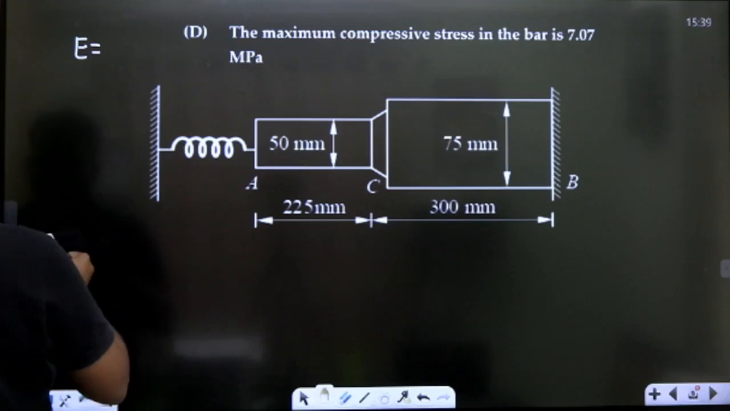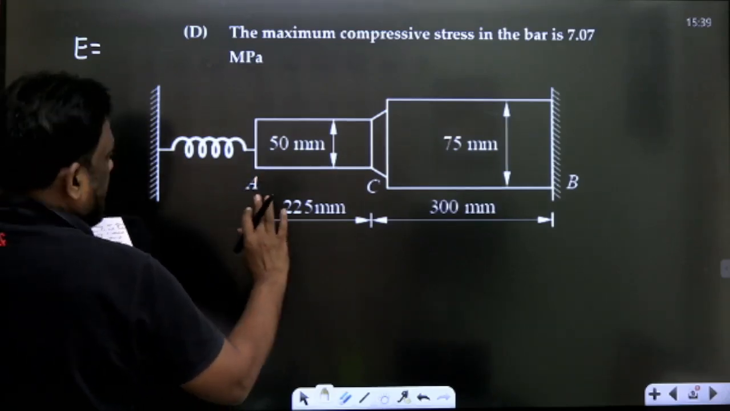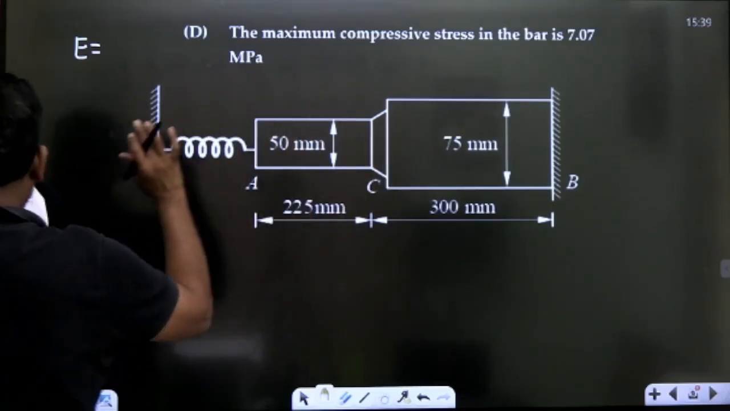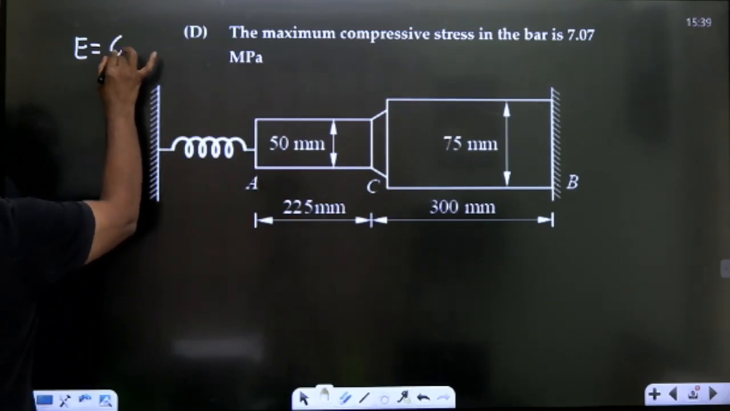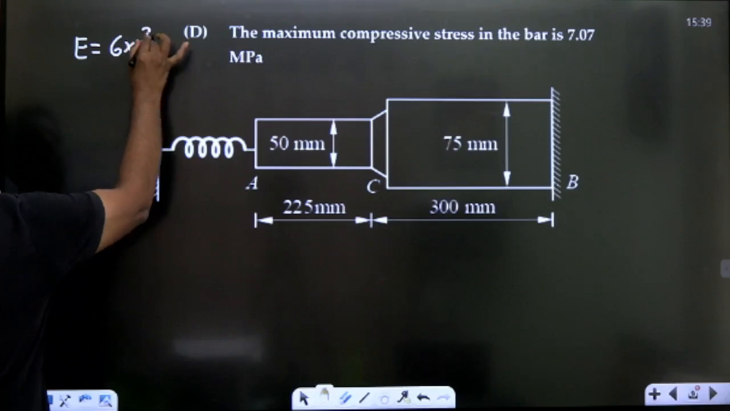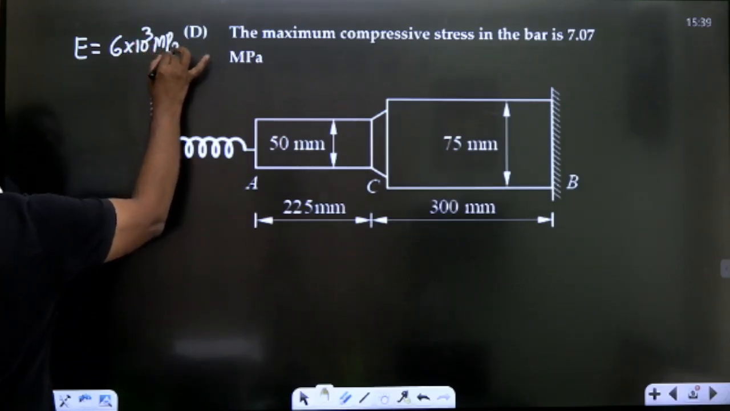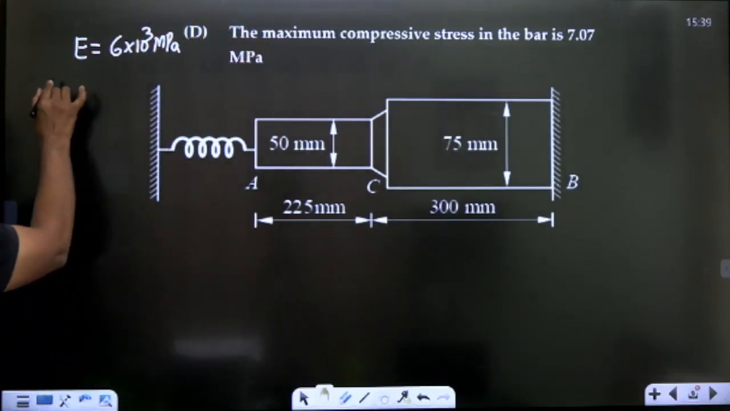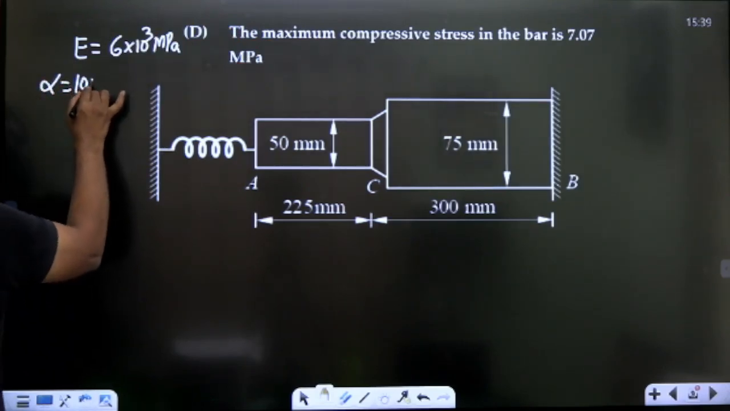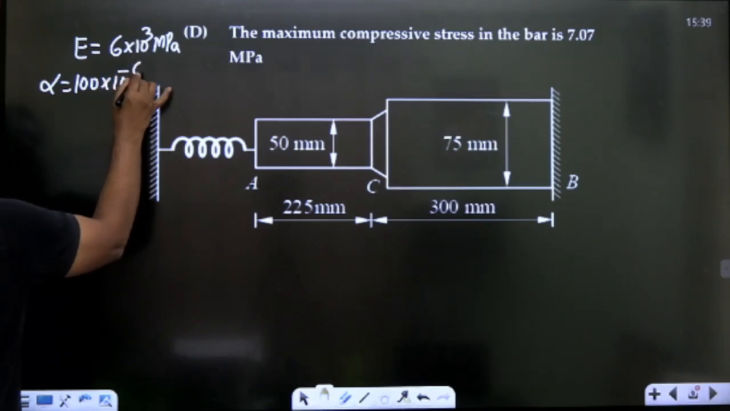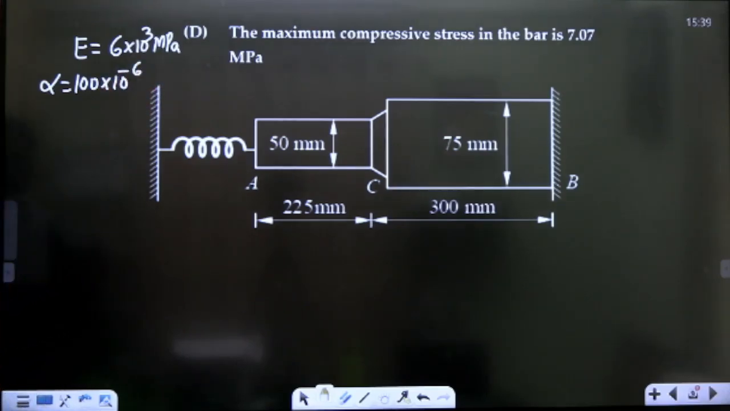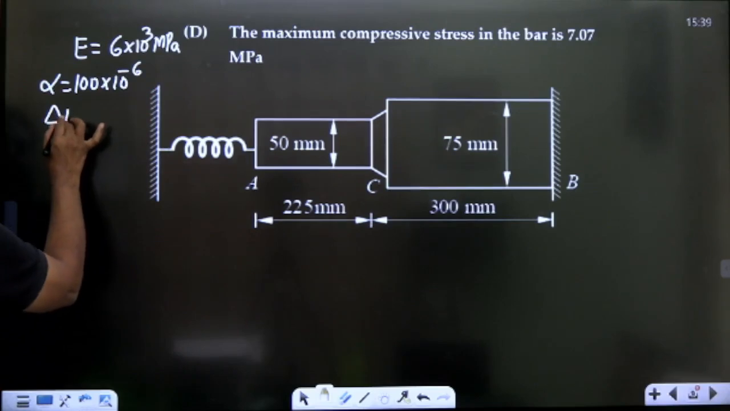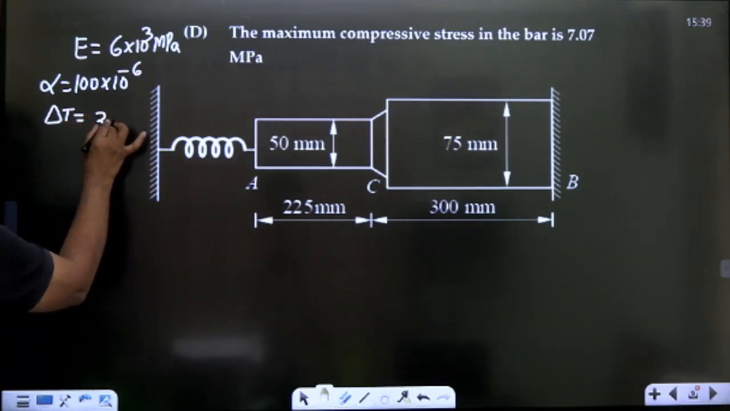And what else is given? The diameter is also given, 50. E is 6 into 10 power 3 megapascal. Actually, it was given in gigapascal, so I converted it into megapascal, which is Newton per m square. And alpha is given as 100 into 10 power minus 6. That is also correct. Now delta T is given as 30 degrees.